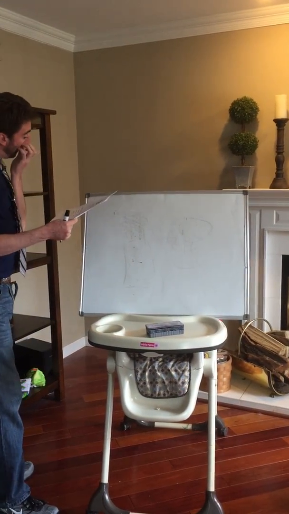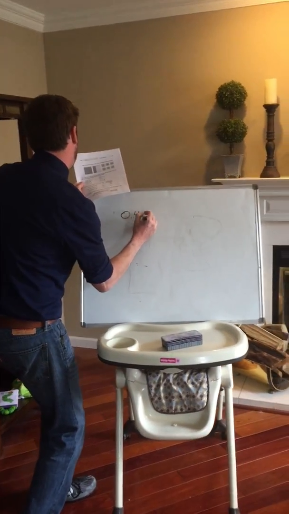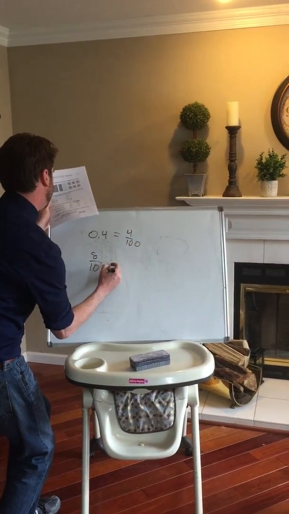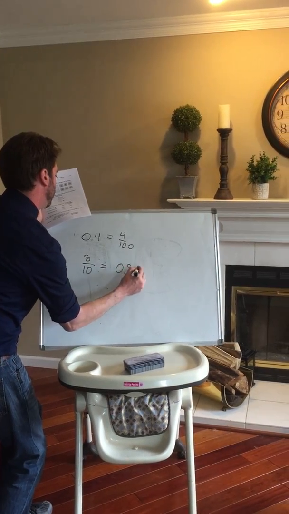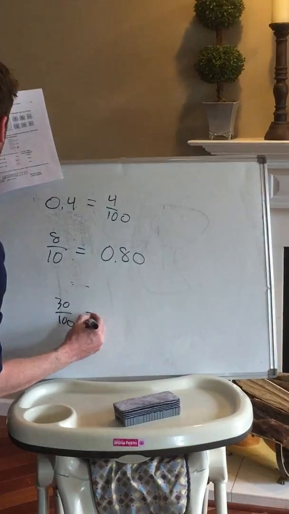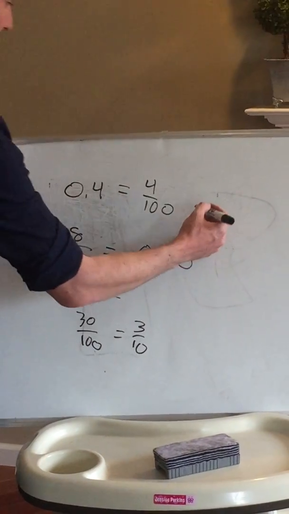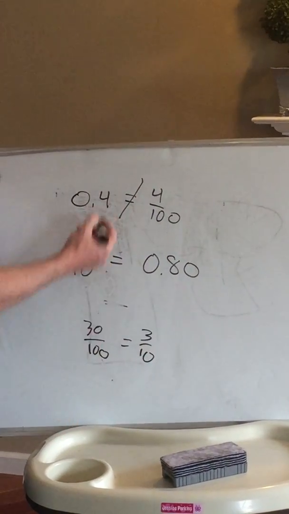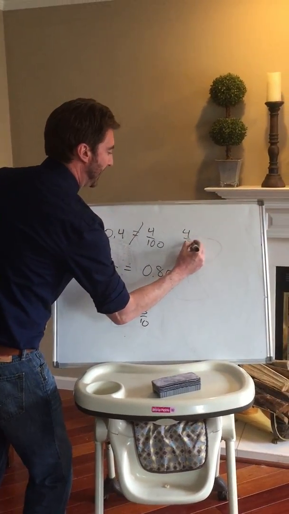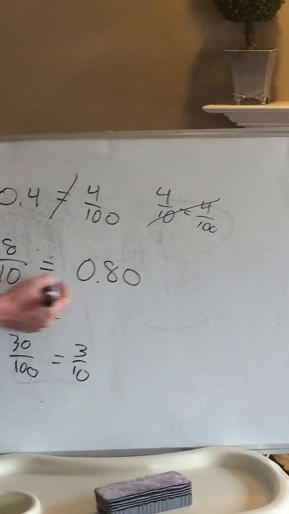All right, so that was 2 through 4, 5, 6, and 7. So it says 0.4 is equivalent to 4/100ths, true or false. 8 tenths is equivalent to 0.80, and 30/100ths is equivalent to 3 tenths. Okay, so this one is going to be false, not equivalent, because this says 4 tenths. 4 tenths is not the same as 4/100ths. 4 tenths, 4/100ths, not equal.